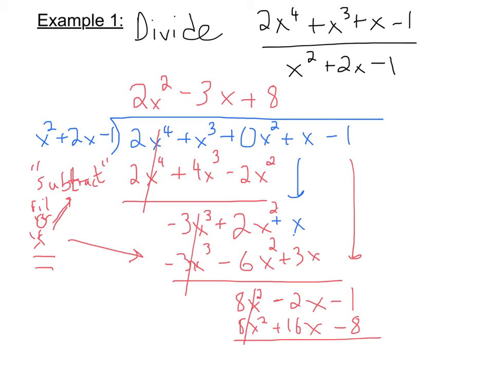Negative 2 minus 16x, I'm just going to write it over here, is negative 18x. And then negative 1 minus negative 8 is plus 7. There's the x. So that will be our remainder, and we know we're done, and we can stop because this has a lower degree than our original divisor. So now we are in position to write our final answer.